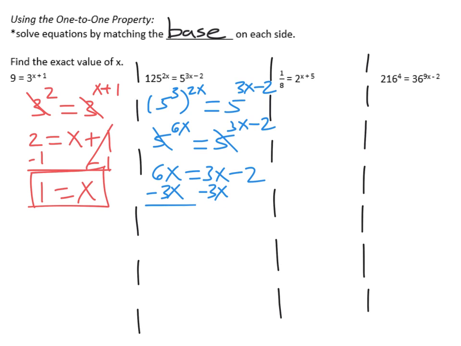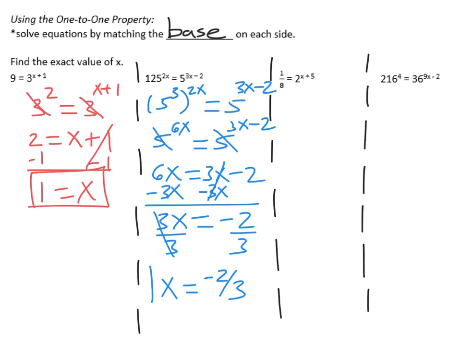Got a little bit of work left to do, but nothing terrible. Get to that. Divide by 3. And there you go, negative 2/3.